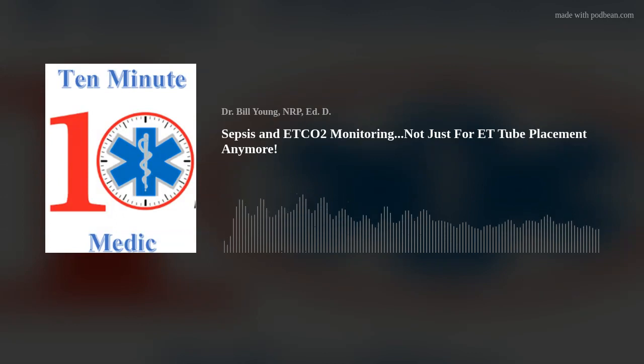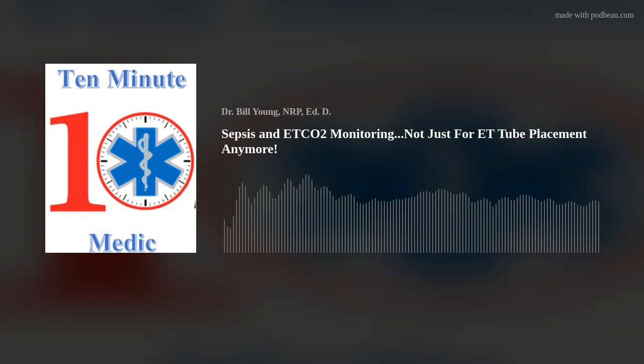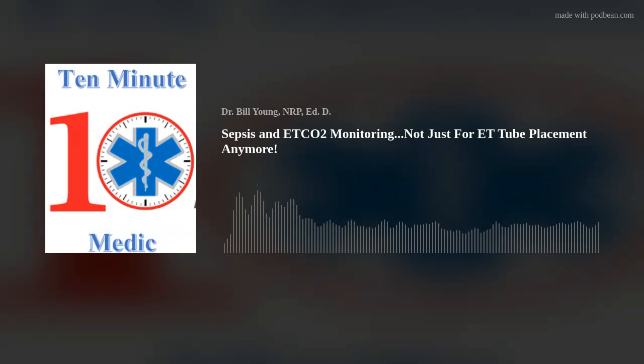Sepsis, a potentially life-threatening condition triggered by the body's response to infection, poses significant challenges in pre-hospital and emergency care. It can rapidly progress to septic shock, leading to organ dysfunction and high mortality rates. As such, its early recognition and management are crucial for the paramedic.